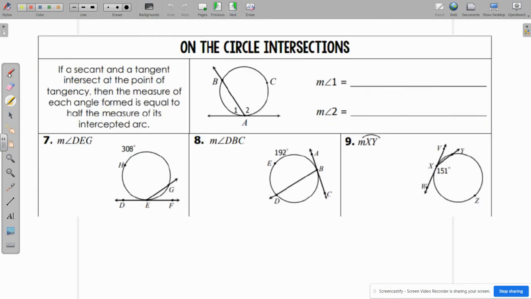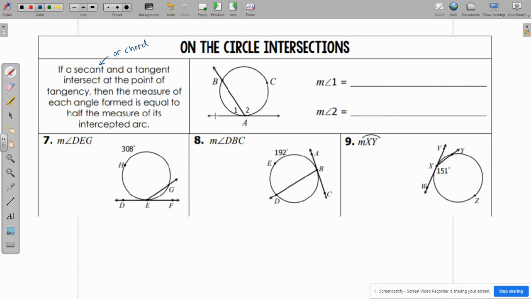So let's apply that to our notes. It says if a secant, remember a secant intersects a circle in 2 points. So we have this would be your secant. And I would say if a secant, and this could also be a chord, so maybe it's not necessarily a line that continues past, but maybe it's a chord.